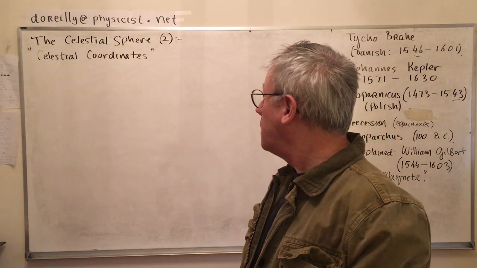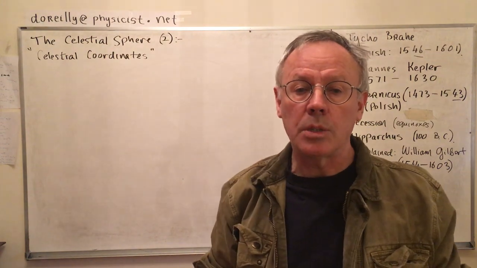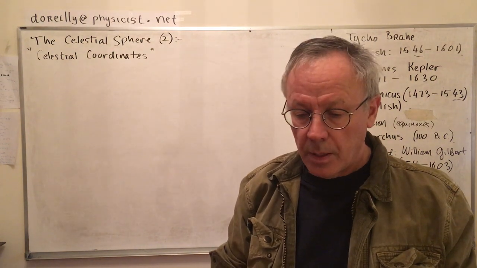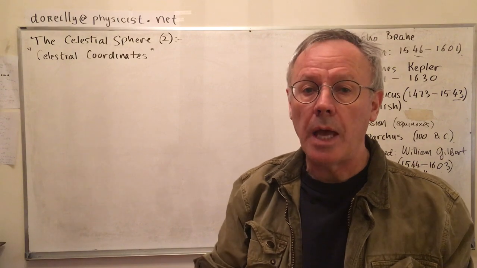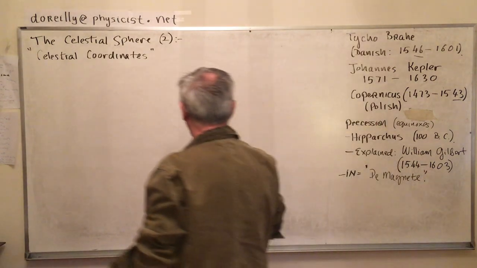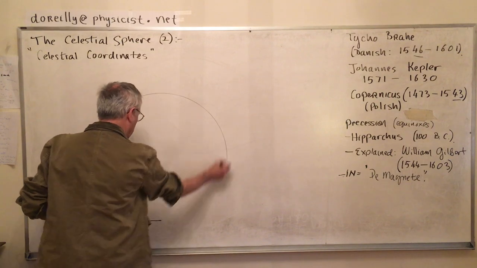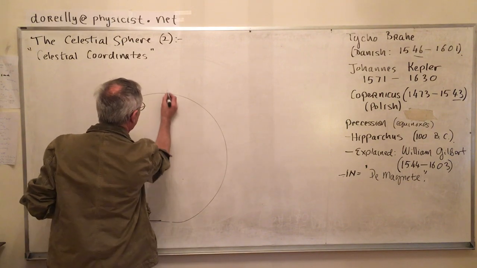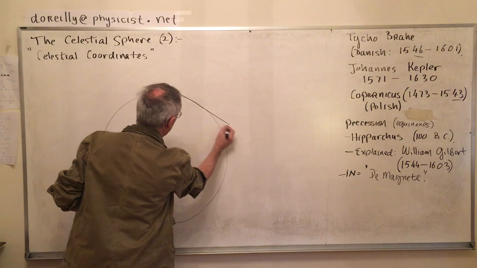So we're doing the celestial sphere. Celestial coordinates is what I'm doing. And there are many coordinates. Let me show you how, or how many? We take the Earth, and we take our position.